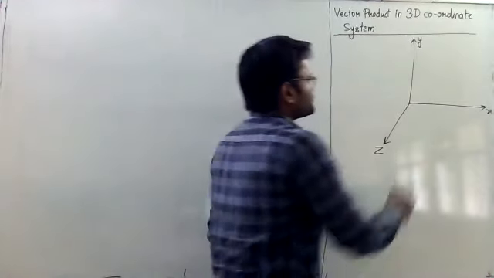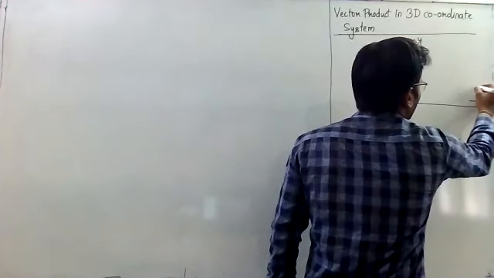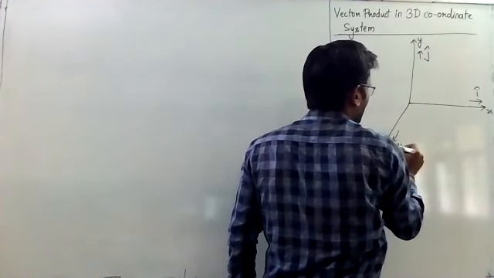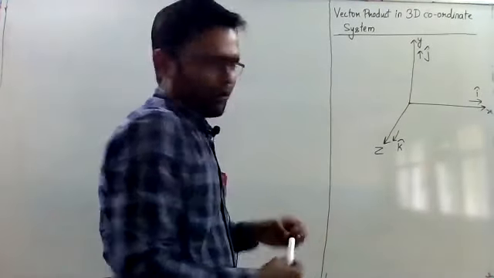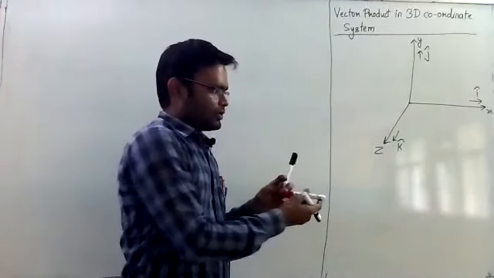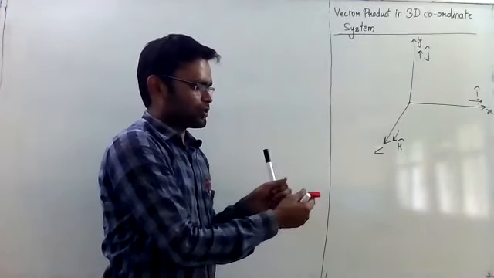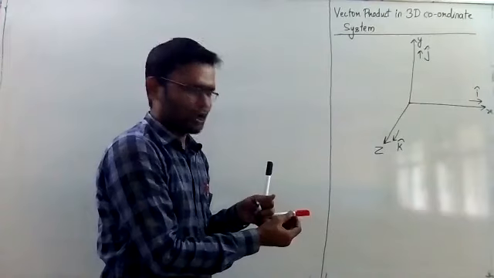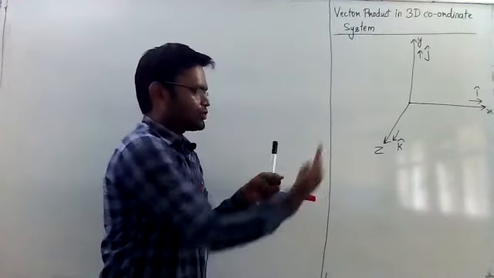Okay, now this is i cap, this is the direction of j cap, and this is the direction of k cap. Now, if I take this system, this one is the x-axis, this one is the y-axis, and this is the z-axis. So I am having three vectors which are mutually perpendicular to each other. This is x, this is y, and this is z.